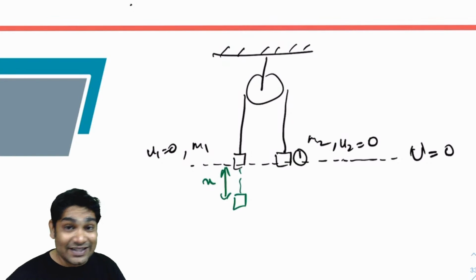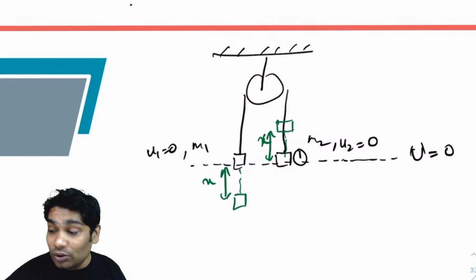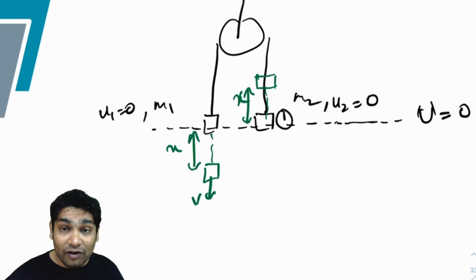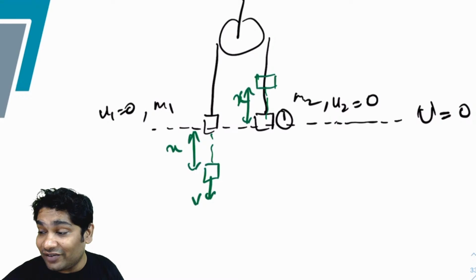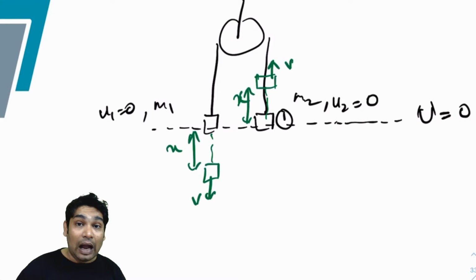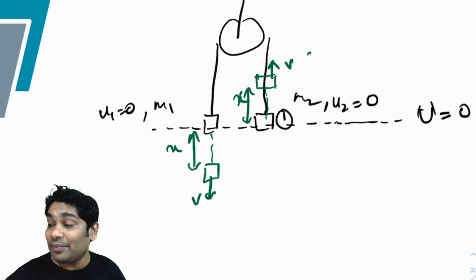Now since this guy came down by a distance x, what must have happened to the other guy? It would have gone up by a distance x. Agreed. Also, let us assume that at this instant your m1 is moving with a speed v downward. Then obviously, because the two masses are connected with the string, this guy must be moving with a speed v upward. So this second instant I'm calling my situation 2.